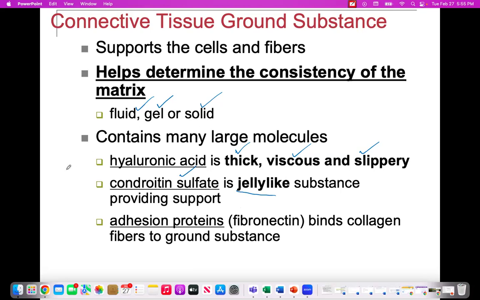And maybe you've heard of chondroitin sulfate in the past. Maybe you know someone that has degenerative joint disease or osteoarthritis, and they supplement with glucosamine chondroitin sulfate to help with the cartilage, which is more jelly-like, between the joints.